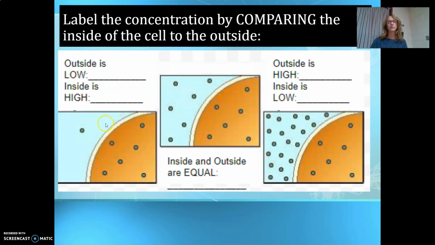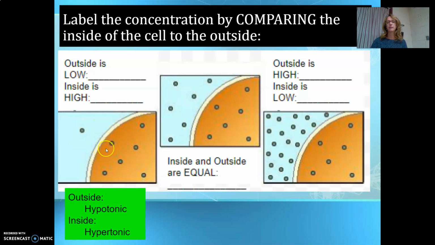So there's three pictures here of cells. This orange area is inside the cell. This is outside the cell. So you need to look at how much stuff is on each side. And we're going to assume that water is the same. So how many particles are here versus here? If I labeled this cell, I would say outside is hypo, it's low concentration. Inside there's more stuff, so it's high concentration. Right here I have 1, 2, 3, 4, 5, 6.